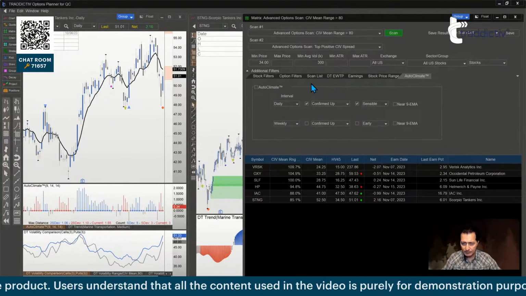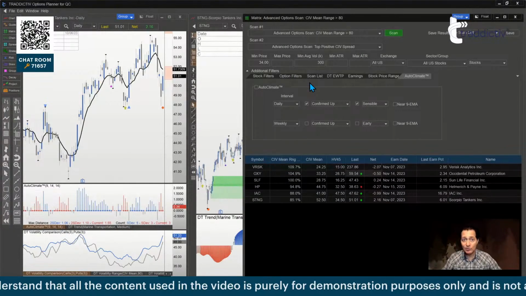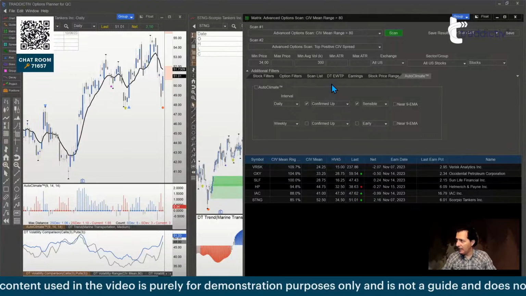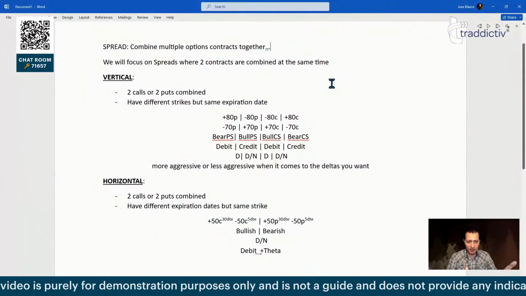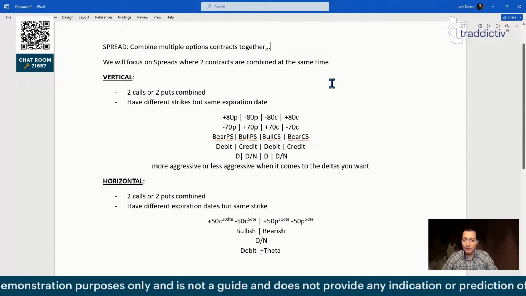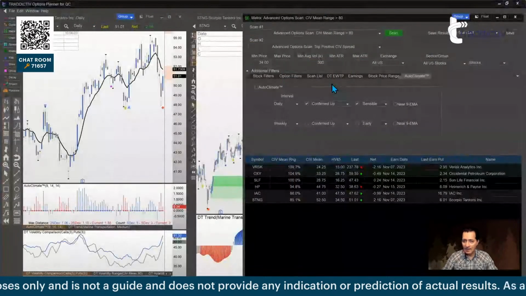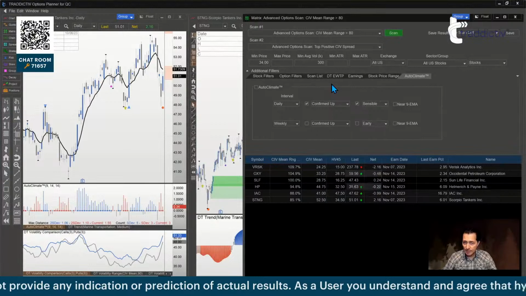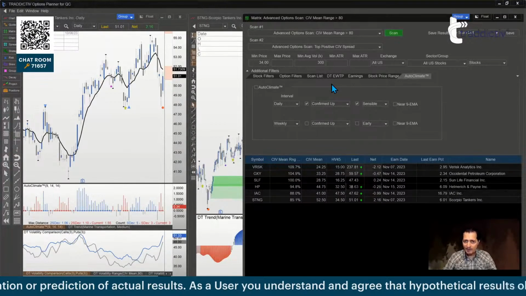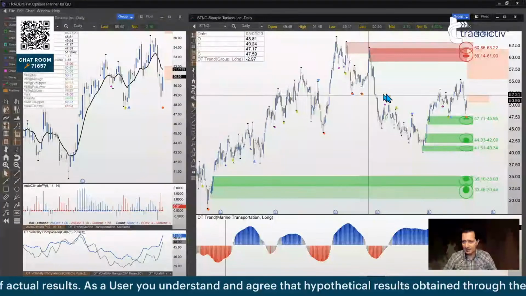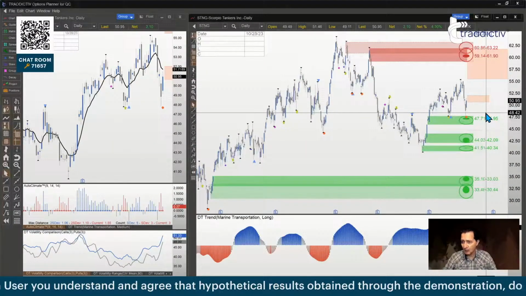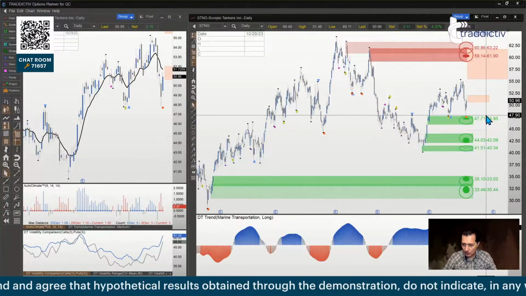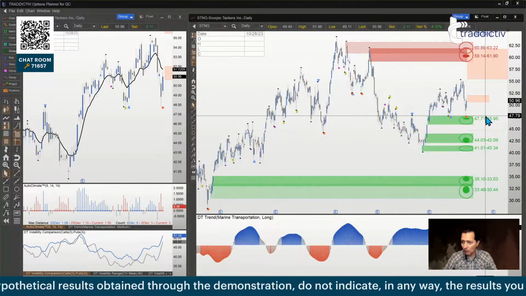Okay, so we're getting into the last part of the session. We talked about what the verticals are, what the horizontals are, and how we find opportunities for that. Now the next question is, how do you build a trade? Well, in this case, I selected a bull put spread, which is a credit strategy. So let's build a bull put spread.